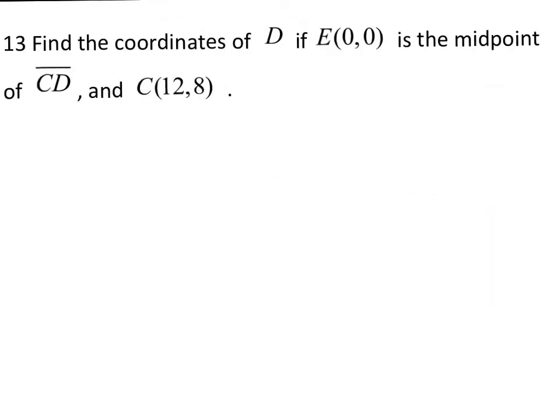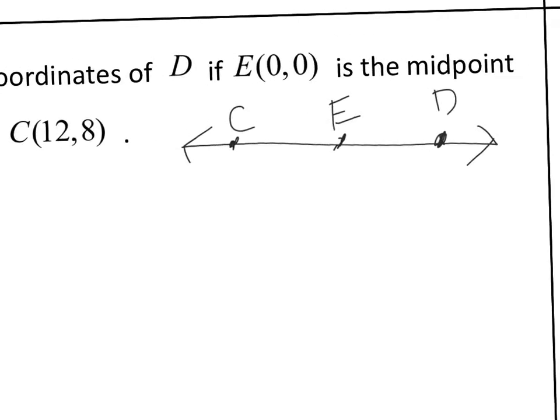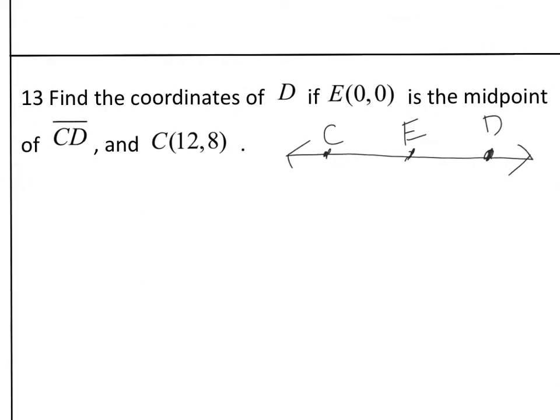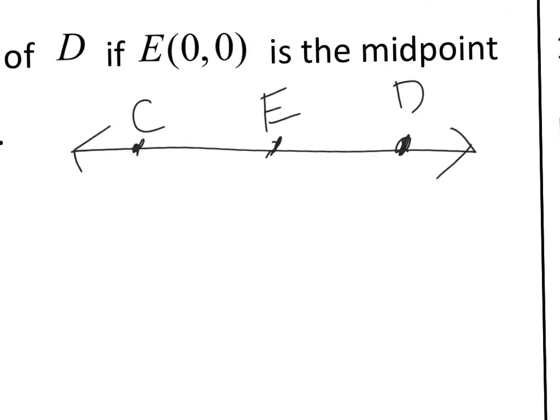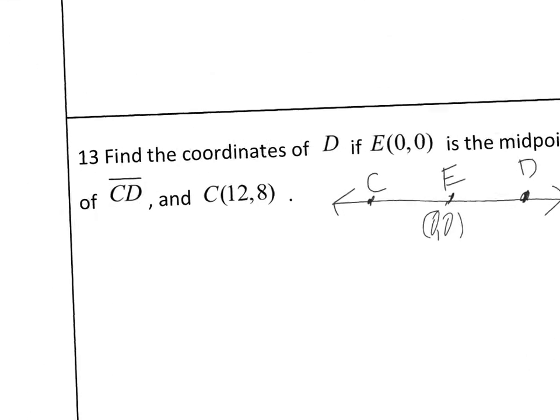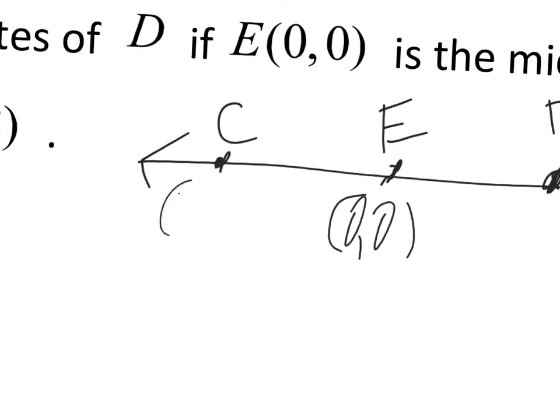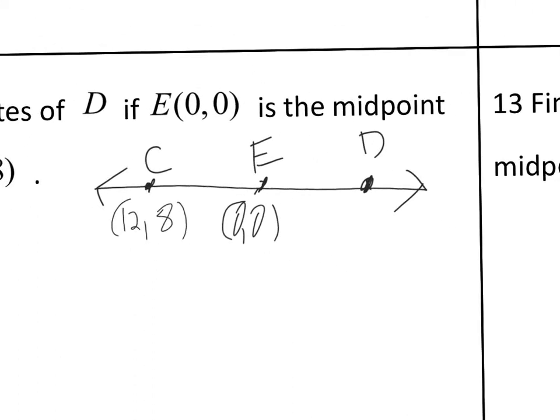So for this next one, find the coordinates of D if E is the midpoint of CD and C is at (12, 8). For a problem like this, it's giving me the midpoint and asking me to find one of the endpoints. So it might help if I drew a picture. Here I just drew a terrible little number line, and E is the midpoint, so E is at (0, 0). And then it gave me C is at (12, 8). You just need to figure out point D, so it comes after point E. Alright, so what is this going to be?